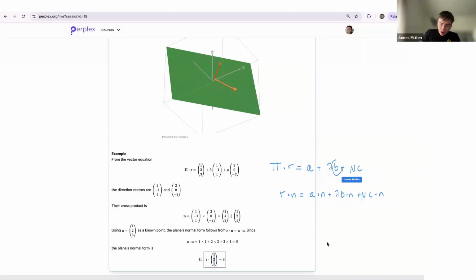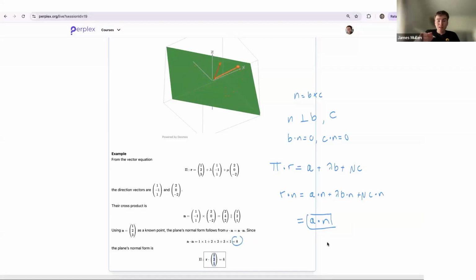But b and c are direction vectors in the plane, and we defined n to be b cross c, so that n was perpendicular to b and perpendicular to c, which means that b dot n is equal to 0 and c dot n is equal to 0. And so this simplifies to just a dot n. All right, and a dot n is a number that I can calculate, and I found in this case that it was 8. So that's why this formula works.